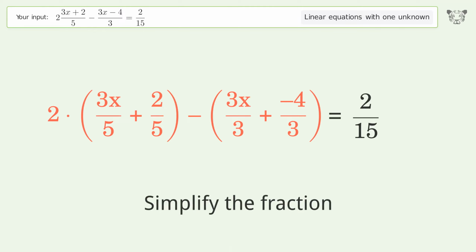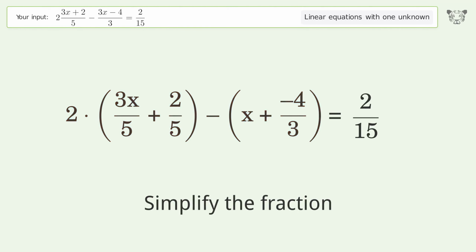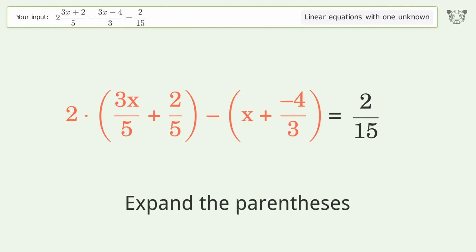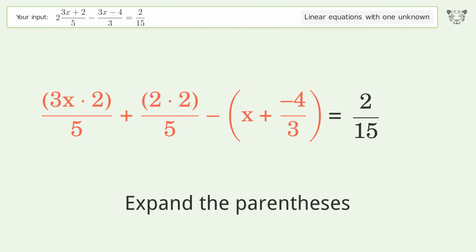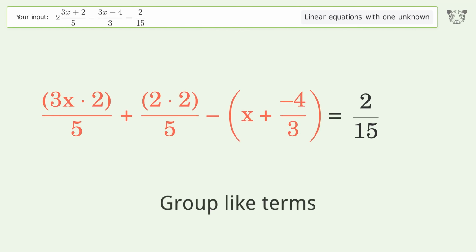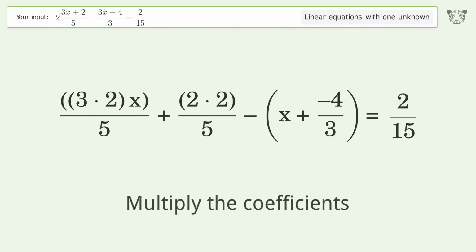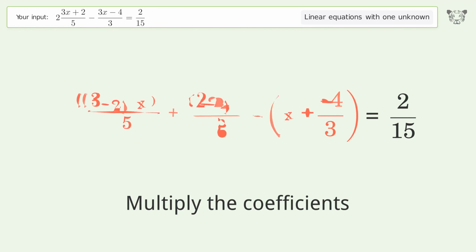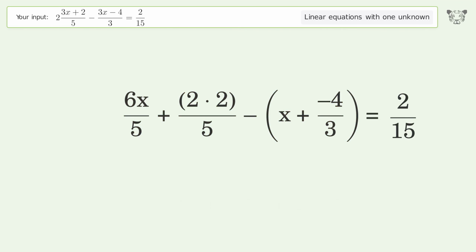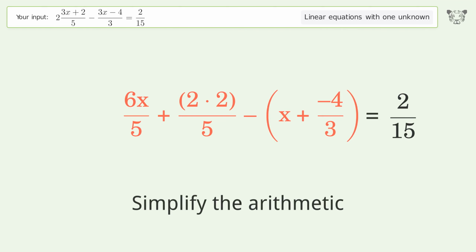Simplify the fraction. Expand the parentheses. Group like terms. Multiply the coefficients. Simplify the arithmetic.